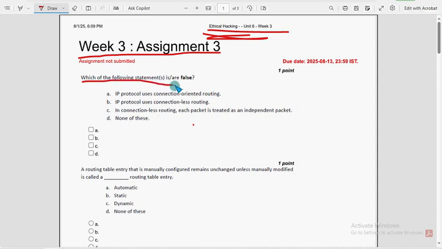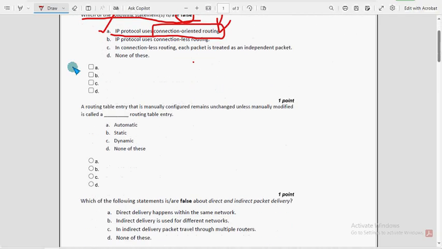Which of the following statements is true or false? For the first question, the first option is the probable solution. IP protocol uses connection oriented routing. So this is the false statement. They are also asking about the false statement, right? So this is not true. These are completely our probable solutions. If any changes come to our notice, we will update that in the comment section. If you find any yourselves, you can also suggest your solutions in the comment section.